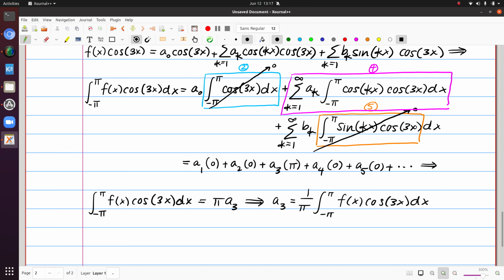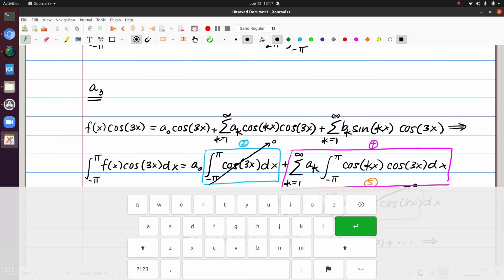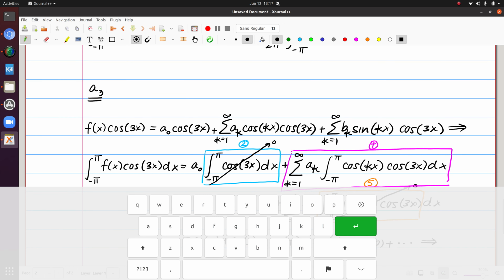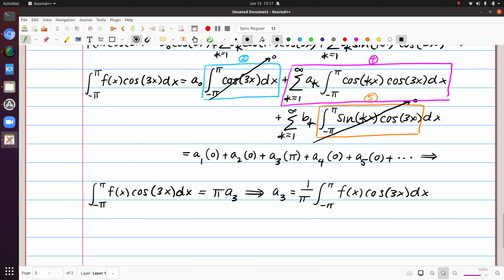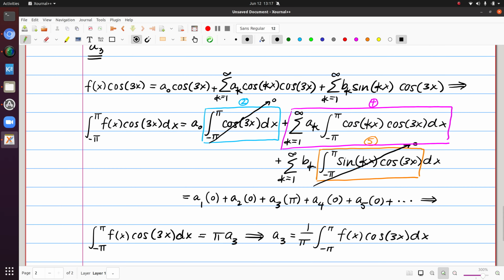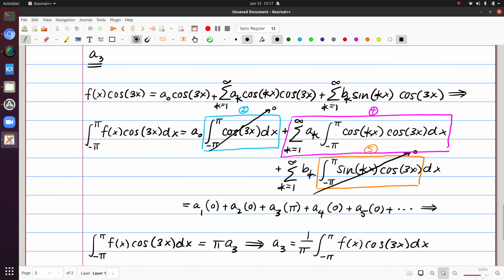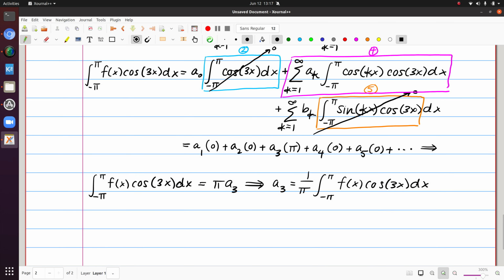The other thing to note here is that if we wanted to derive a sub k for a different value of k, let's say 10, well, the only difference is I would have started by multiplying by cosine of 10x. And then finally, if I wanted to derive the formula for any of my b sub k coefficients, the only difference is that I would first multiply by the appropriate sine function to get to the final formula.